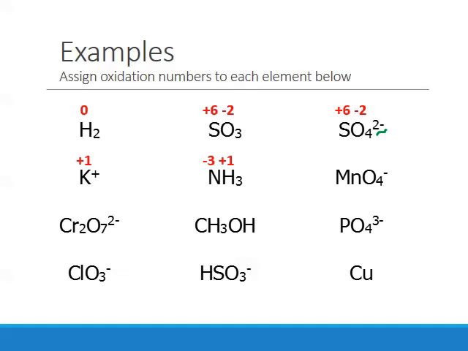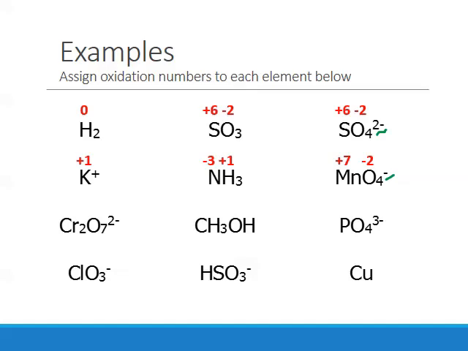Permanganate. There's oxygens, so they're -2, 4 of them, and 1 manganese. Now remember here, again, it's an ion, so the total charge has to equal -1. So now the manganese must be +7. Just to verify that, 4 times -2 is -8. -8 and 7 is -1, the charge that's on the ion.